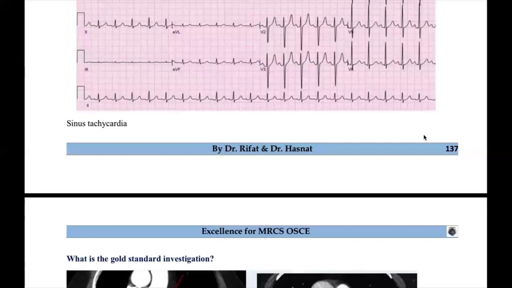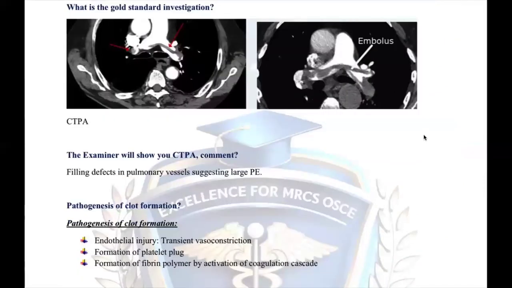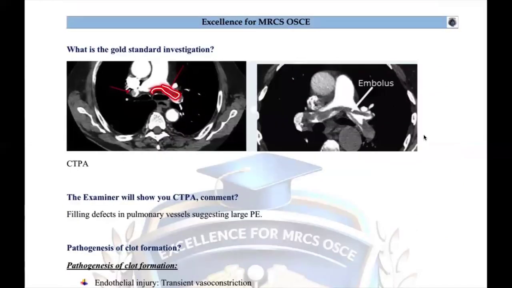Yes, I was asking about the CT: do we have to point out where the filling defect is? No, you don't have to point it out, but have a look here. These are very simple. So this is the pulmonary vasculature, and there is a filling defect. This is the filling defect. Do you get my point? Yes.